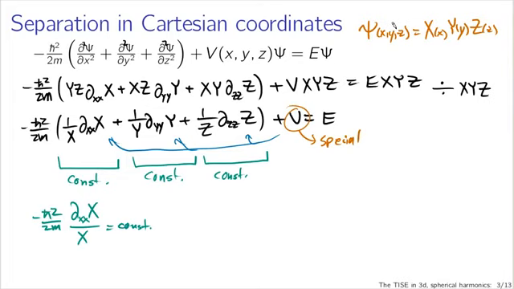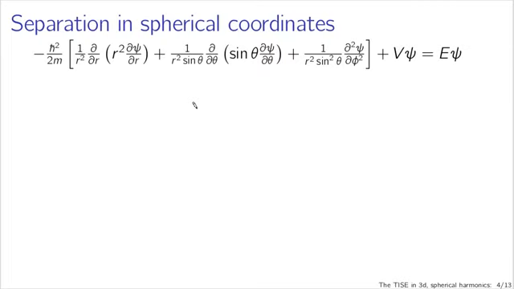So that's all well and good. Cartesian coordinates works fairly straightforwardly. The separation is a relatively straightforward process. In spherical coordinates, that's not so true. We have a much more complicated expression for our Laplacian of the wave function psi.